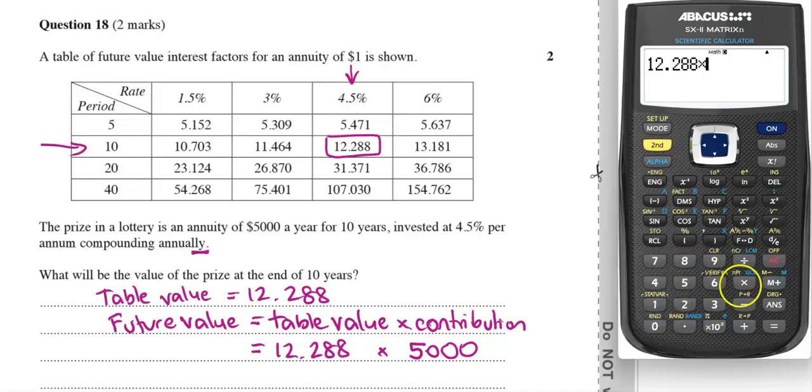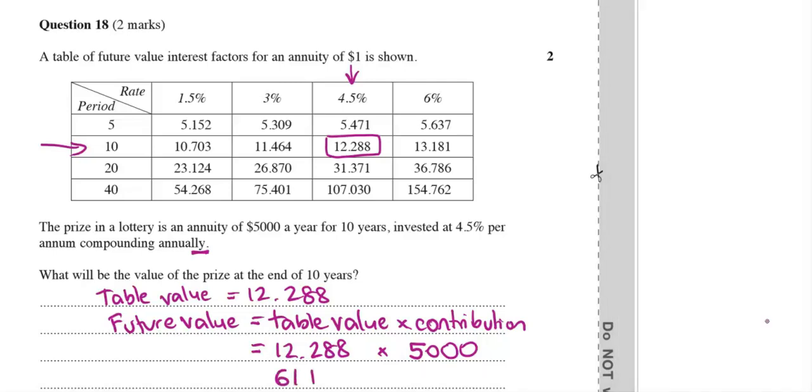12.288 multiplied by 5,000. I get 61,440 in dollars. And that's my answer.